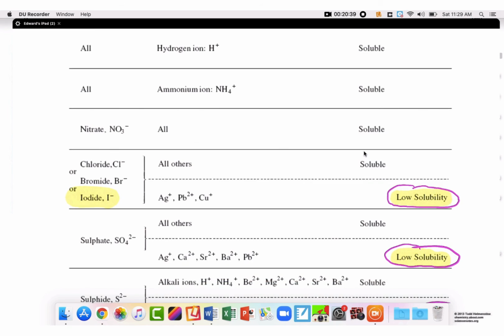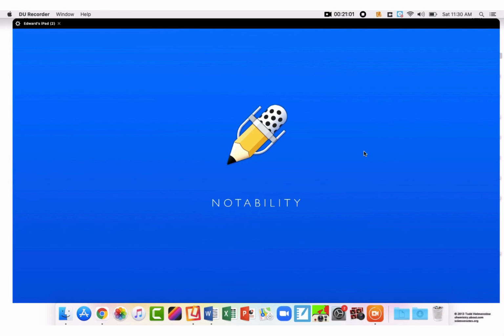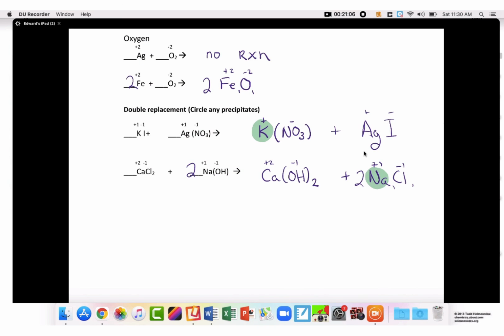So here's, I have it highlighted already. This is one we did in class, everybody. So there's iodide right there, right? And there's silver. So we just match it over here and see what it says. Low solubility. So when it hits low solubility, I have that circled because that's the one that was going to be the precipitate. And so I'll go back and I will circle the silver iodide. So this one right here is our precipitate.